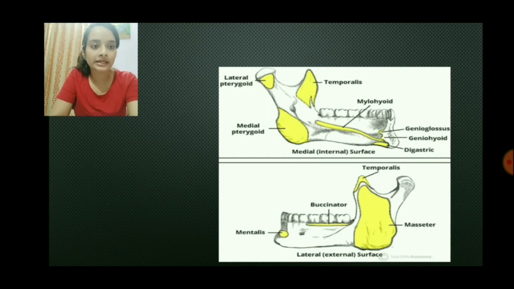Let's first discuss the medial surface. Medial surface means inside surface. On that, lateral pterygoid is attached to the pterygoid fovea. Temporalis is attached to the coronoid process. Not on the lateral surface, just the medial surface. Medial pterygoid is attached to the angle of mandible. Now coming to the lateral surface. On the lateral surface, you can very well appreciate the masseter muscle covering the ramus of the mandible up to the angle of mandible.